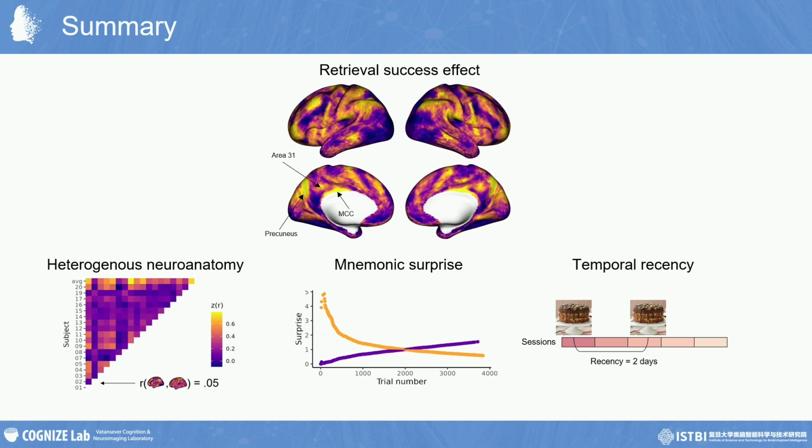So the take-home messages are: one, the retrieval success rate is highly robust on the group level, but we also find a really high level of heterogeneous neuroanatomy, and that neuroanatomy I think is very meaningful, and we lose this if we average across subjects, which creates these kind of maps. And we do find evidence that on the individual level, if we really use these retrieval success clusters, they are sensitive to salience when we measure it through mnemonic surprise, but also temporal recency.